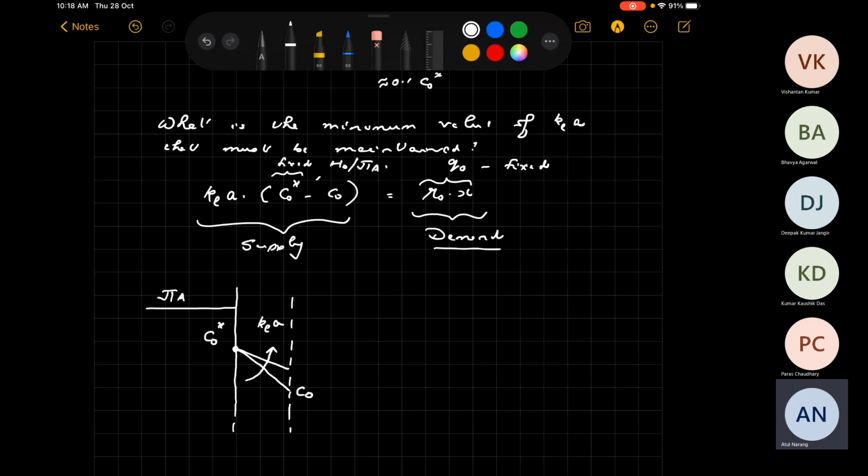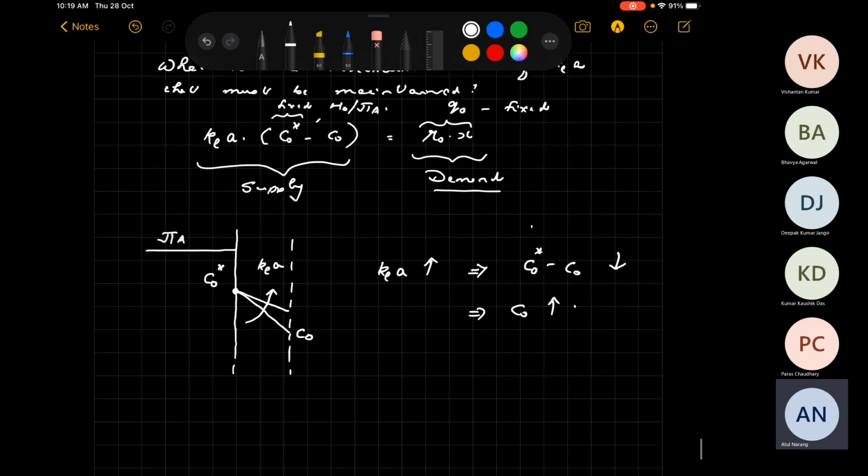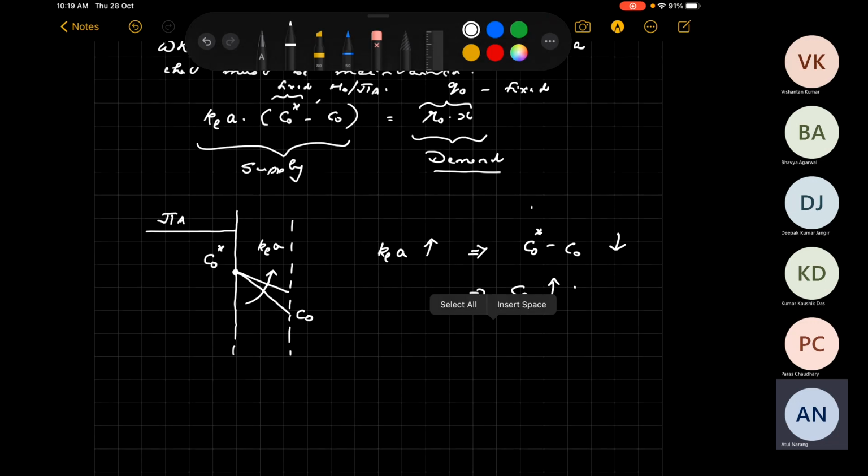If that picture is clear to you, it is clear intuitively that as K_L a increases, C_O star minus C_O decreases. Which means, since C_O star is fixed, that C_O is increasing. So you can live with a higher and higher concentration. And that's all there is to it. And that you can solve.